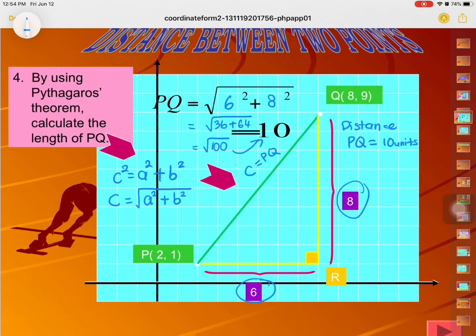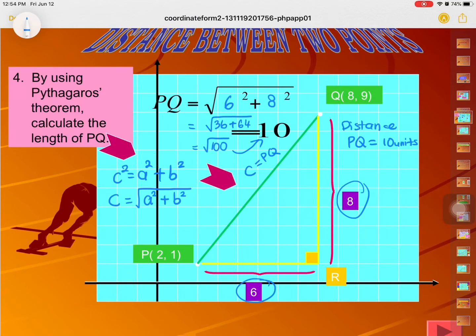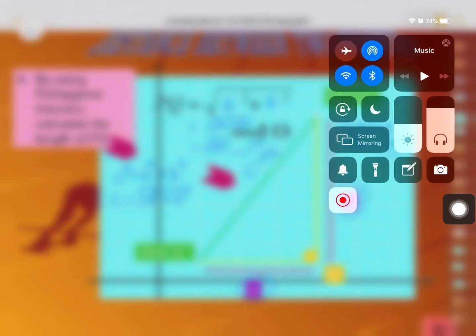Why do we have to use units, not cm, not meter, not kilometer? Because we are doing it in a Cartesian plane. When we calculate in a Cartesian plane, we have to write the answer in units. Okay?